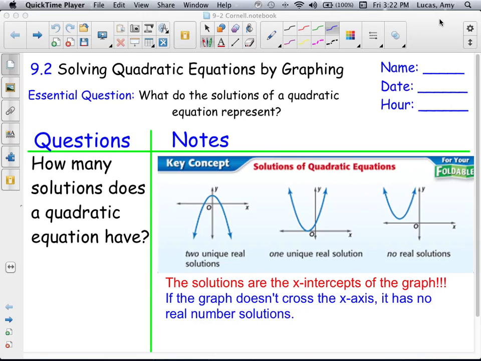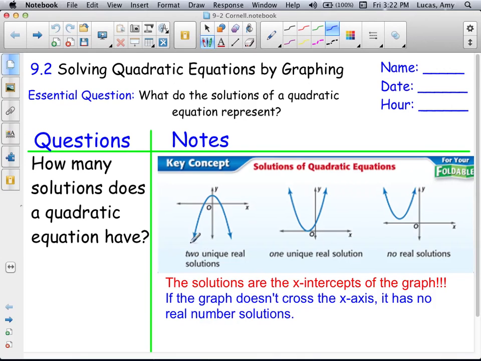So you may be wondering how you can find the solutions from a graph. In red, you can see the answer. The solutions are the x-intercepts of the graph. If the graph doesn't cross the x-axis, then it has no real number solutions.